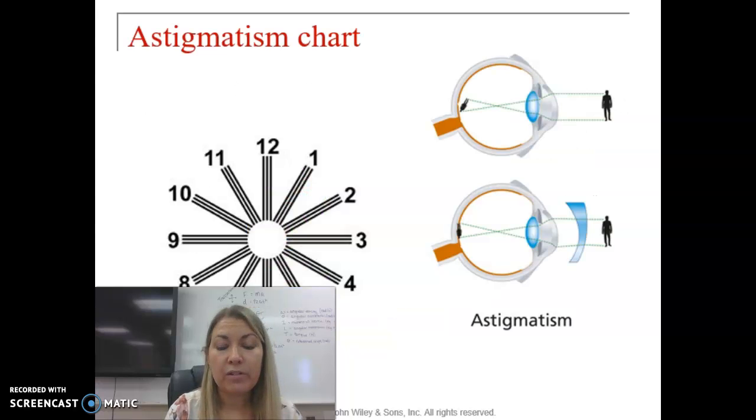We talked about the astigmatism chart on Thursday. People with astigmatism have either a lens or a cornea that is a little bit misshapen. So instead of focusing perfectly on that fovea centralis, the image is just a little bit off or a little bit tilted.